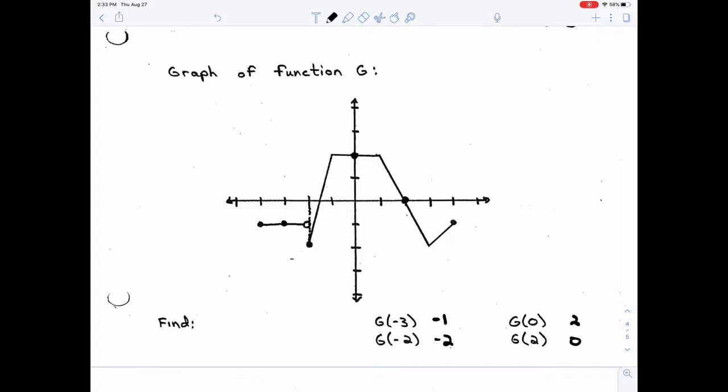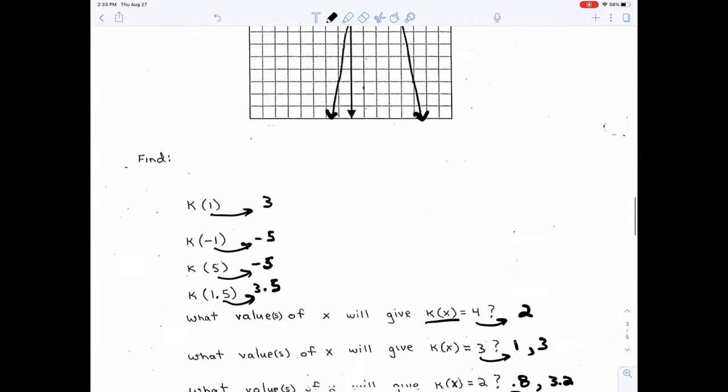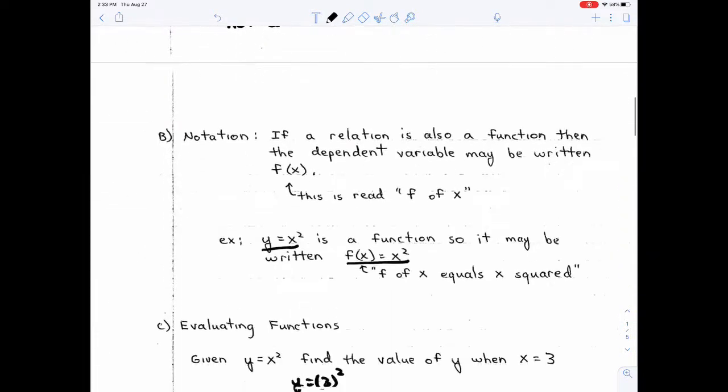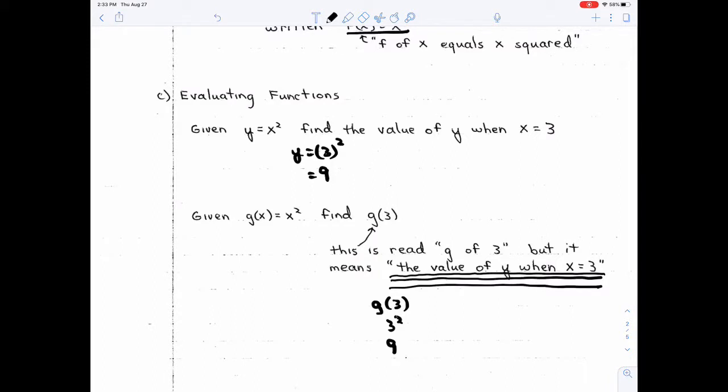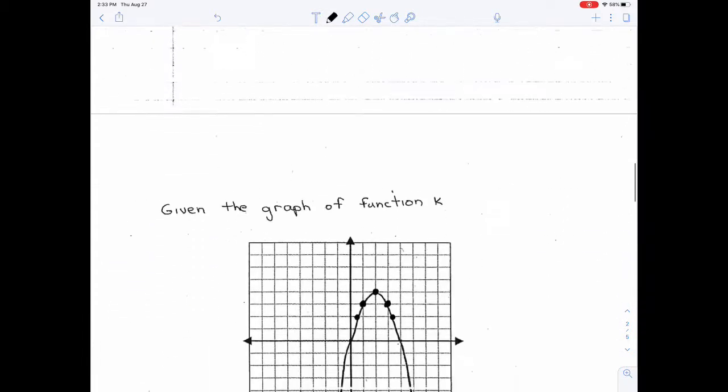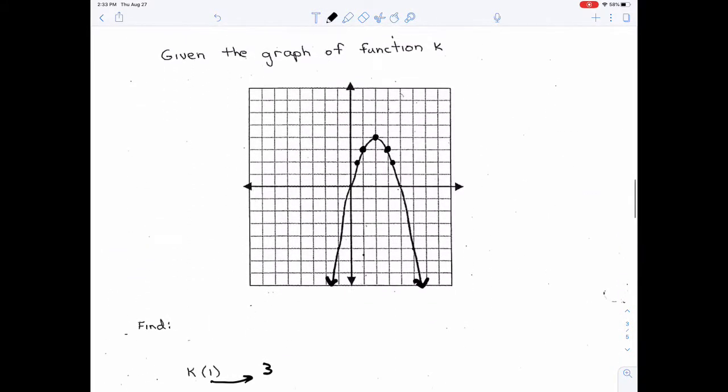All right, so what we've looked at today is, first of all, a lot of definitions. Okay, what's a relation, what's domain, what's range, and what makes something a function. Then after that, we took a look at function notation, and it's very important you understand what this means. This find g of 3 does not mean plug in 3 for x. It means find the value of y when x is 3. Now, yes, in this particular problem, we plugged in 3 for x because that's the way you deal with an equation.